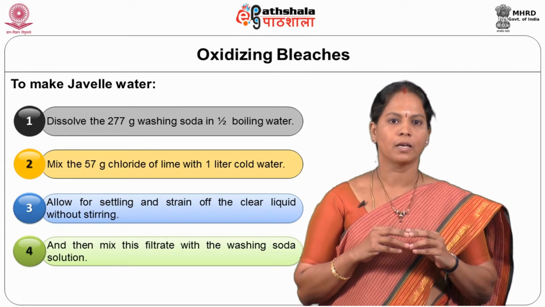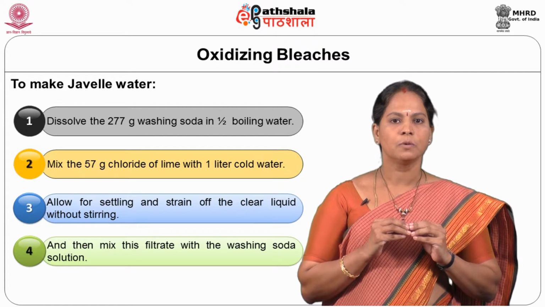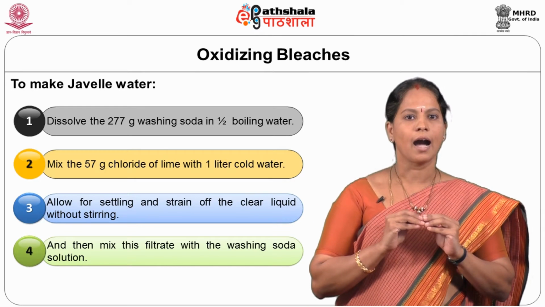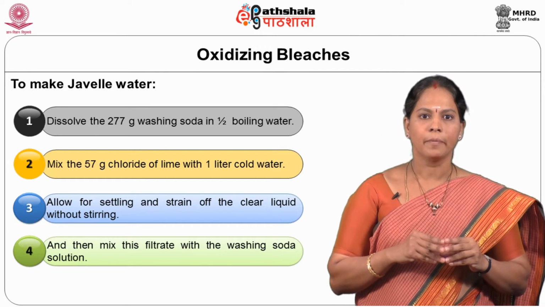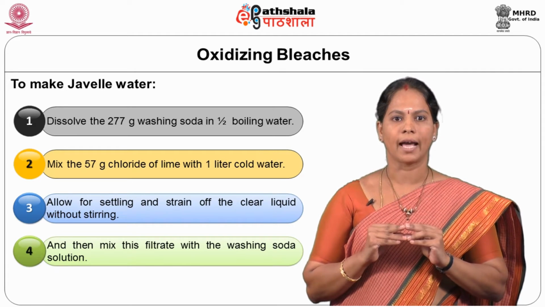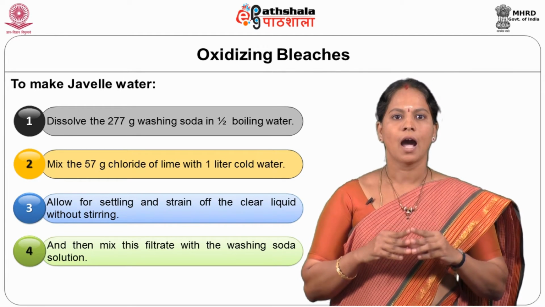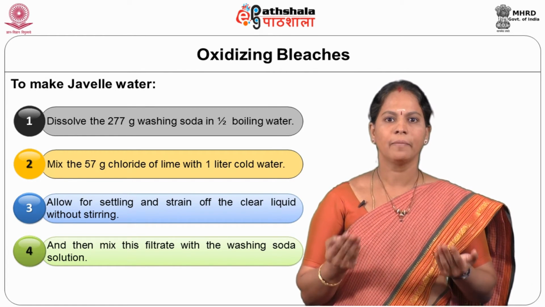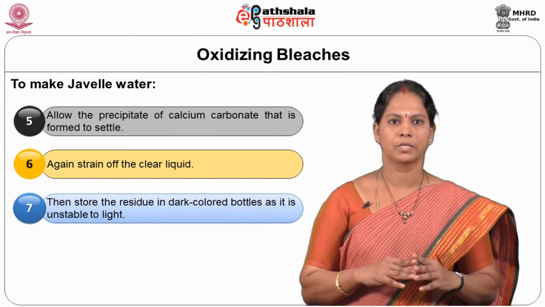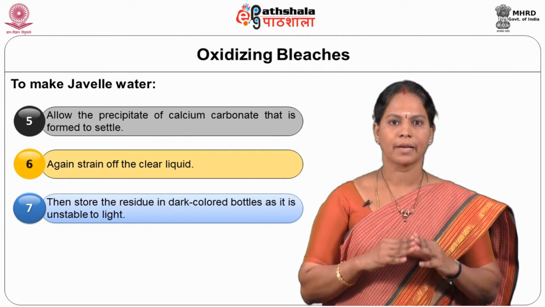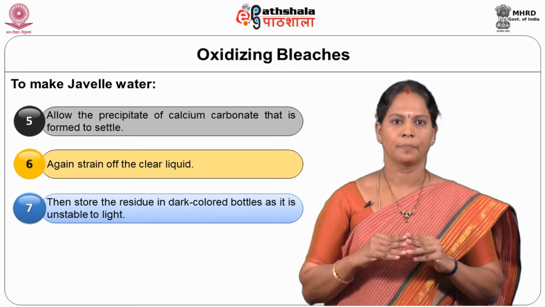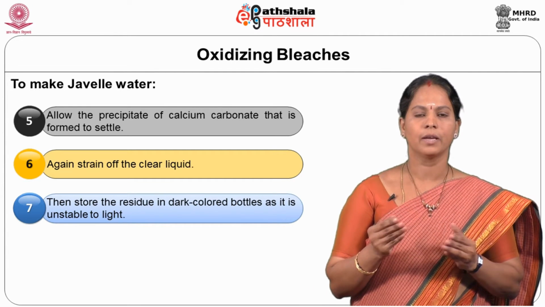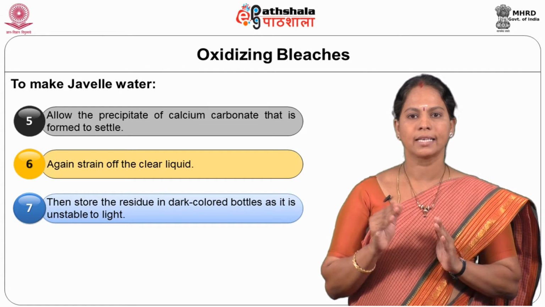To make Javelle water, dissolve 277 grams of washing soda in half a liter of boiling water. Mix 57 grams of chloride of lime with 1 liter of cold water. Allow it to settle and strain off the clear liquid without any stirring. Then mix the filtrate with the washing soda solution. Allow the precipitate of calcium carbonate that has formed to settle, and again strain off the clear liquid. Then store the liquid in a colored bottle as it is unstable to light.